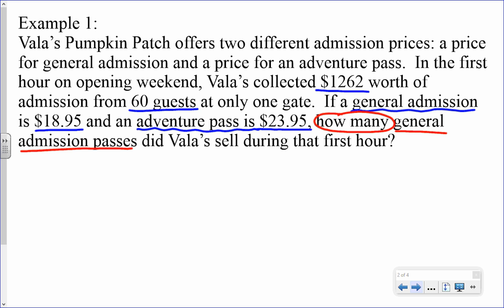So, turn to your neighbor and talk about what the two variables would be. Ready, go. All right, pod 1, what would our two variables be? Okay, I said G and A. Well, what do they mean? G is the general admission, A is the adventure pass.